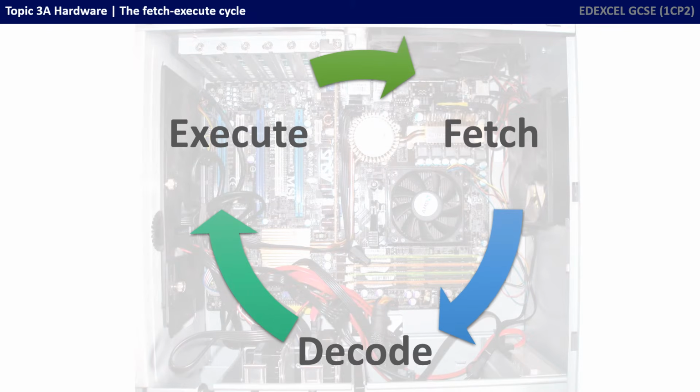A computer carries out its function by fetching instructions, decoding them, and then executing them in a continuous and repetitive cycle, billions of times a second. Let's look at each of these stages in a little more detail.